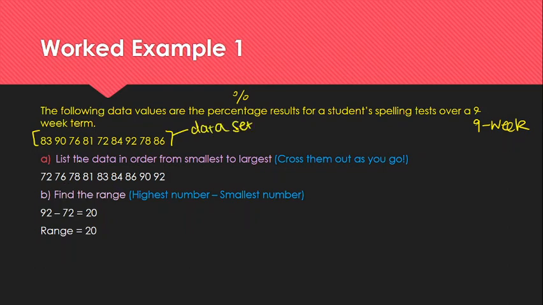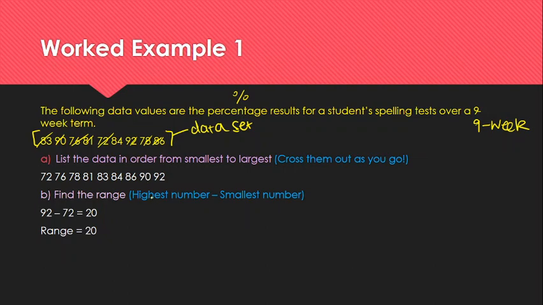Question part A: list the data in order from smallest to largest. I've just written a bit of advice in blue: cross them out as you go. So as you write 72, cross out the 72. You write 76, cross out the 76. This is because you don't want to repeat the same number, and you don't want to miss a number. If you cross them all out and find you haven't crossed one out, you can see in your data set that you've missed that number.